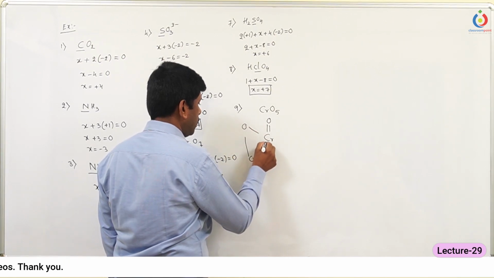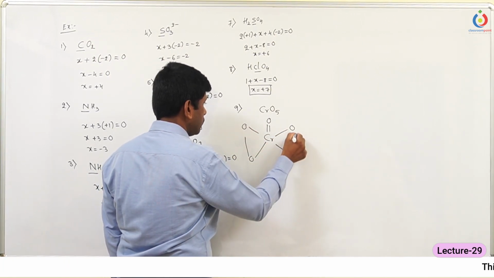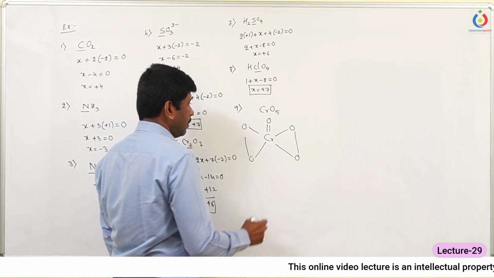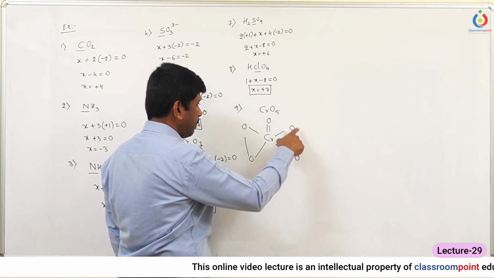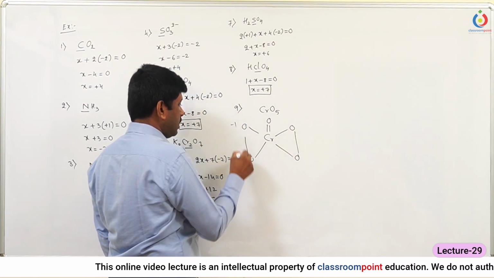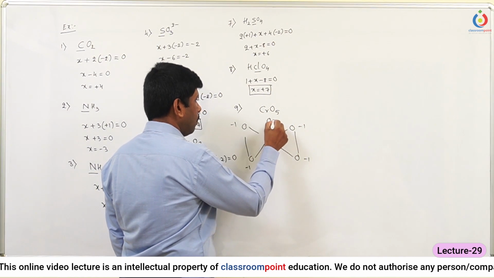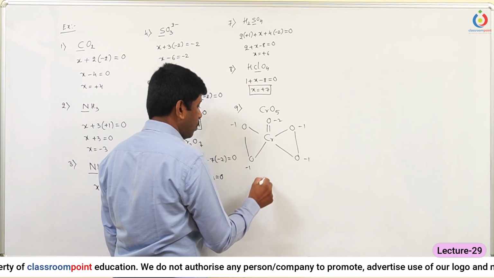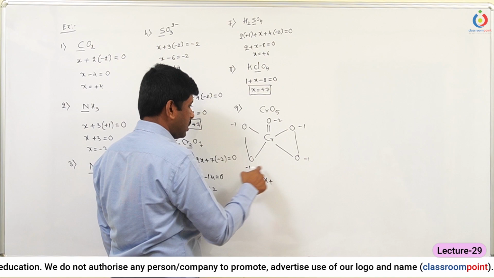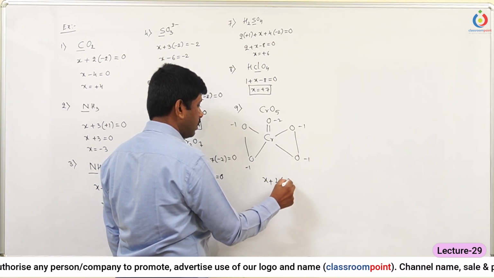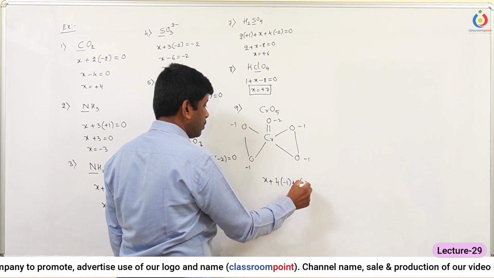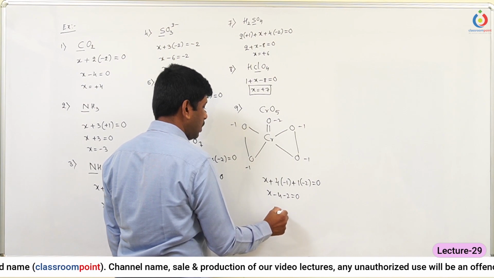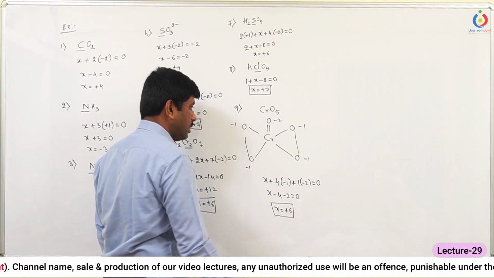The structure of this compound is like this, which looks like a butterfly, but actually it is a square pyramidal structure. So in this, there are 4 oxygens with the peroxy bond. In peroxides, each oxygen oxidation state is minus 1. Only one oxygen is carrying the minus 2 oxidation state. So here chromium I am taking as X. 4 oxygens are of one category, so 4 into minus 1. Only one oxygen is of minus 2, equals 0. X minus 4 minus 2 equals 0. X equals plus 6 oxidation state.